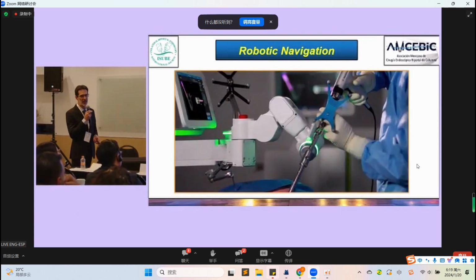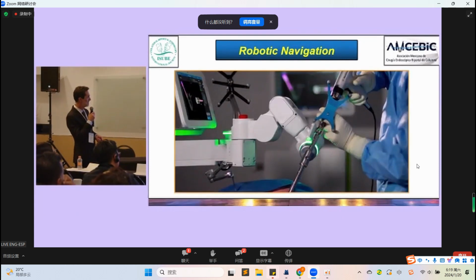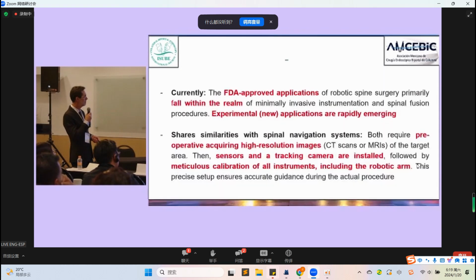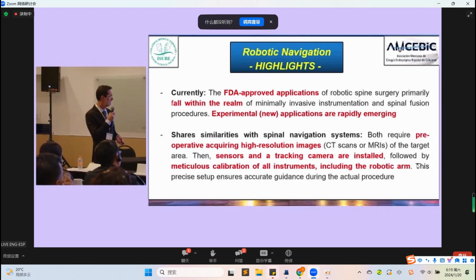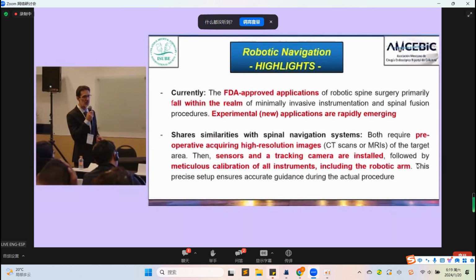The robotic navigation is another technology. The FDA approved robotic navigation only for minimally invasive instrumentation and spinal fusion. Experimentally, there are new applications, but until now it's only an adjuvant for spinal fusion. It shares similarity with spinal navigation.